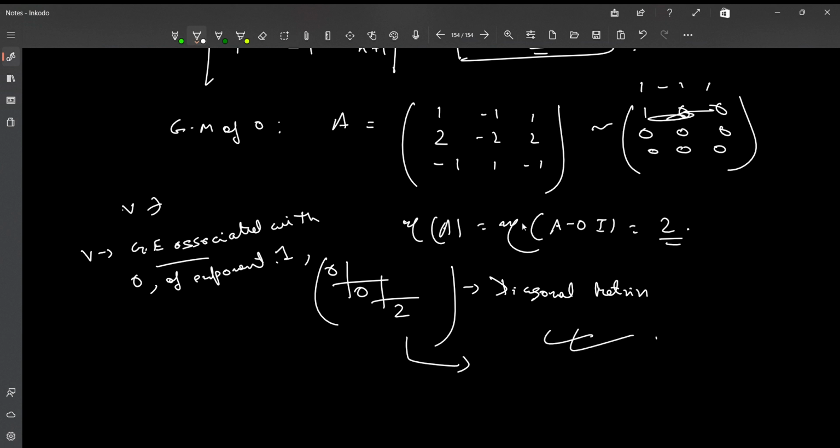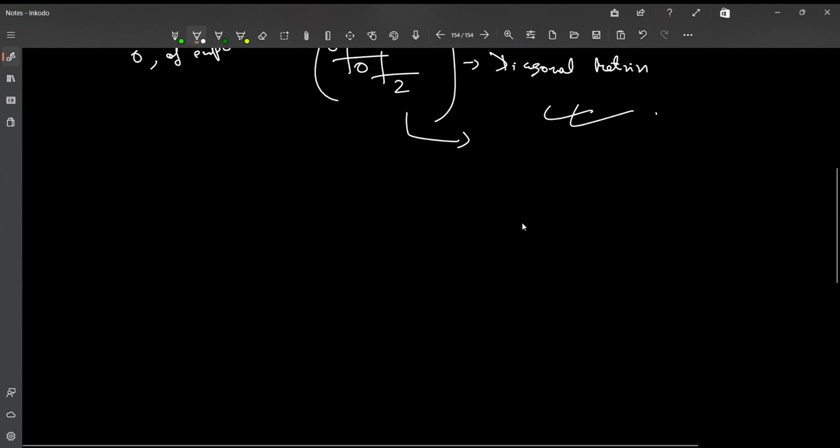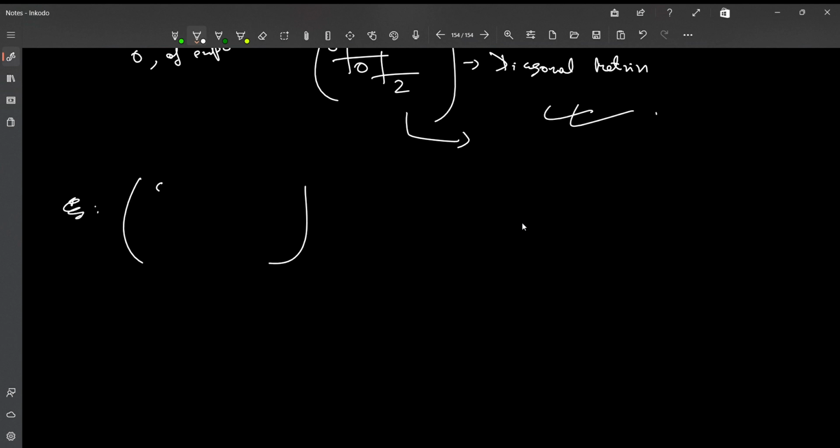Let us consider one more example. I just wasted a lot of time on a very, very bad example. I'm very sorry. Let's consider this example: 0, 1, 0, 1, 0, 1, 0, minus 1, 0. Okay. Then what should the characteristic polynomial for this be?